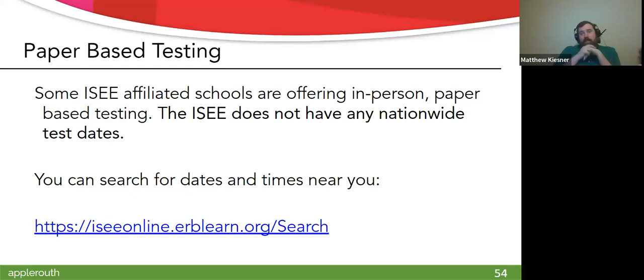So the paper-based testing is a little bit different between the SSAT and the ISEE. It's only done at ISEE-affiliated schools. There are not any nationwide testing dates. So you'd have to find a school that is both a partner with the ISEE and also provides the testing, and know that you can't just make any assumptions about when that testing will be.